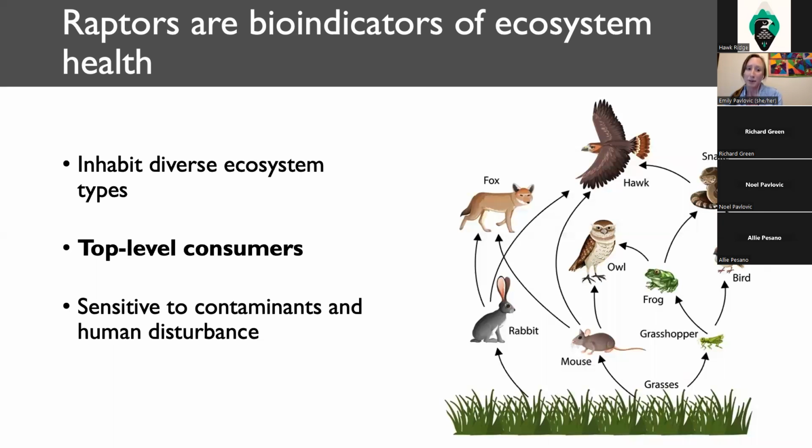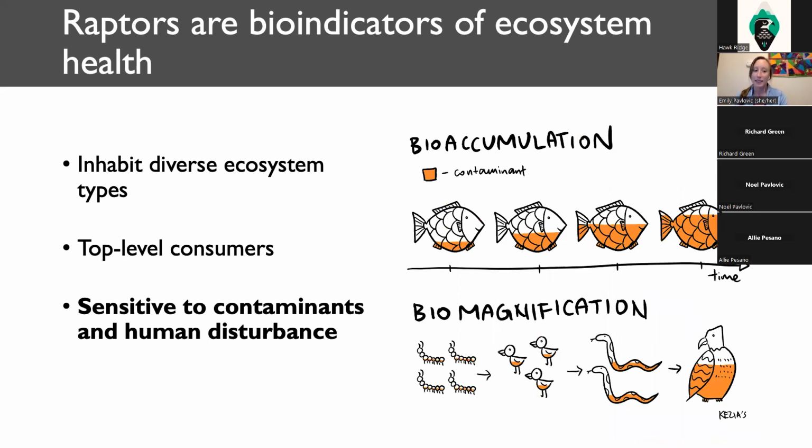Another reason why they're great bioindicators is that they are top-level consumers. So they're predators, and therefore they're eating at a high trophic level. What this means is that they are really surveying the landscape and are affected by many different things that are going on within their environment. And this can lead to them being particularly sensitive to human disturbances and environmental contaminants.